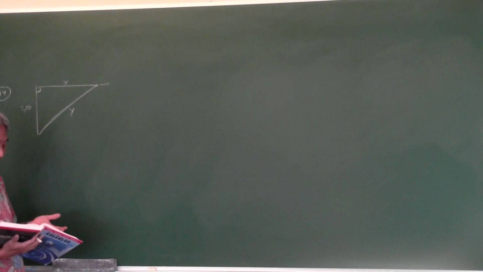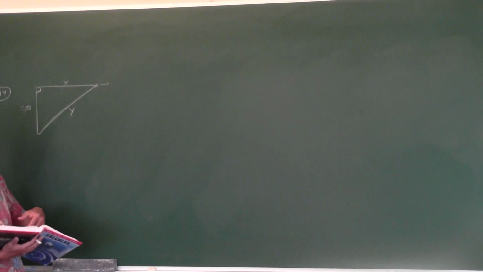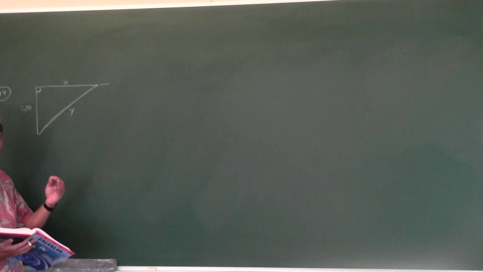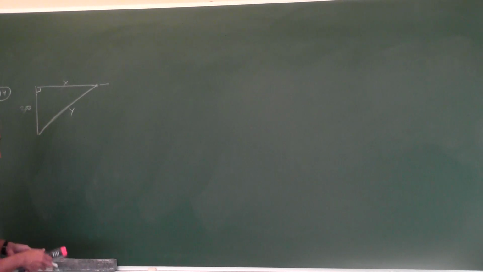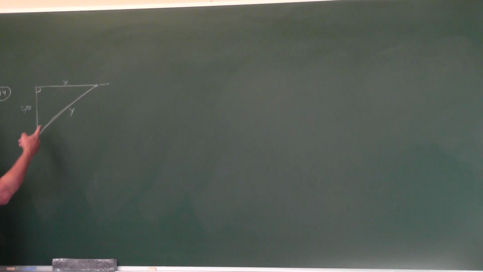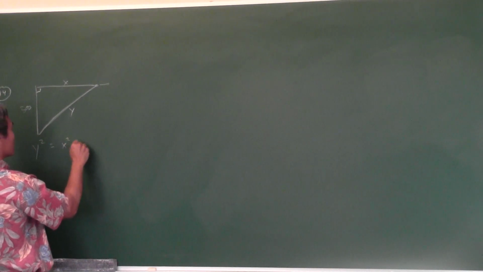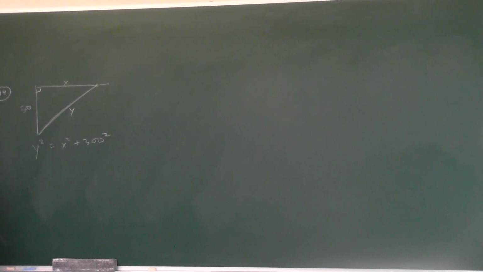So what are we trying to find in this problem? How fast must she let out the string? Why? We're trying to find dy/dt. How fast is y changing? Okay, so 3-step procedure. First step, write an equation, but that's a duh, right? What equation are you going to write here? Pythagorean theorem. y squared is equal to x squared plus 300 squared. Second step, we take the derivative with respect to time.